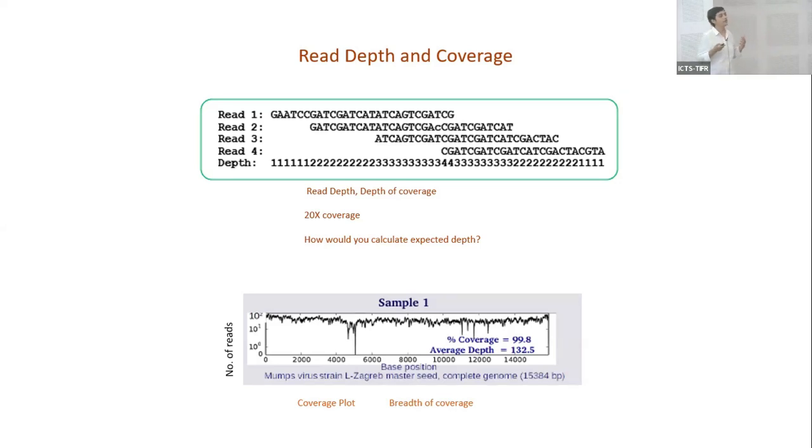So when you say, I want a genome at 10x or 100x or 1000x, this is what you're looking for. You're saying, on average, I want at least 1000 reads to cover each of my positions in the genome, and so on. Okay, so that's called depth of coverage.